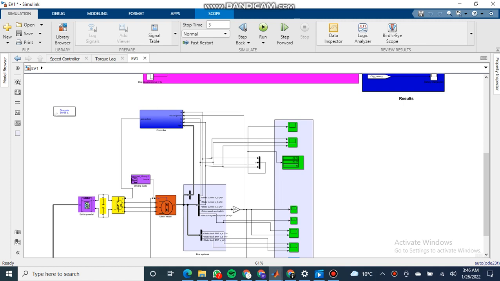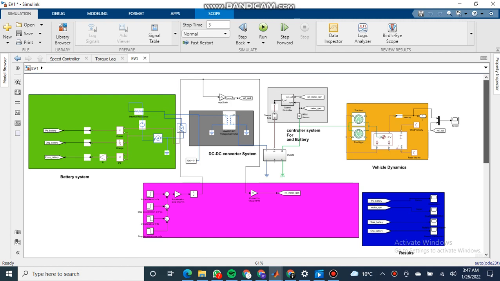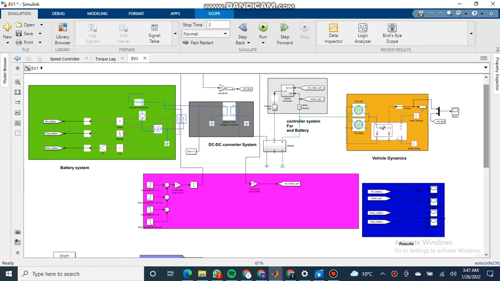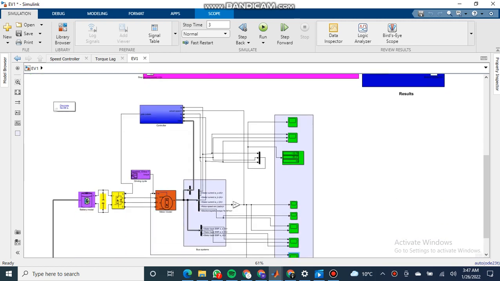So in this tutorial I'm going to explain to you about electrical vehicles in Simulink. Okay, so there are two scenarios which we are going to discuss in this video. This is also a vehicle model, an electrical vehicle model, and this is also an electrical vehicle model.